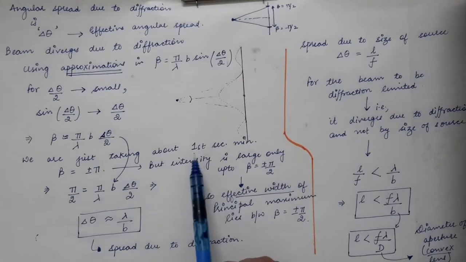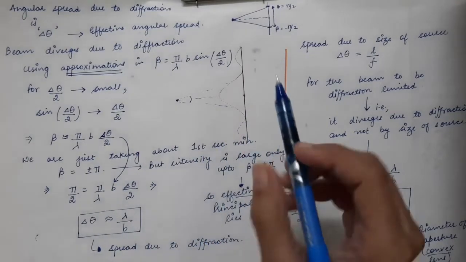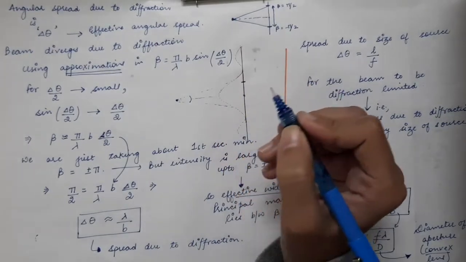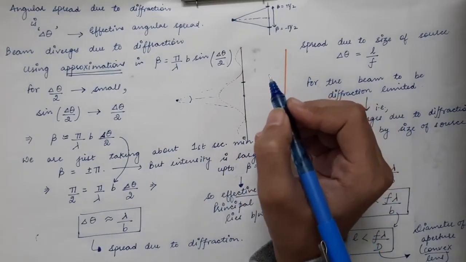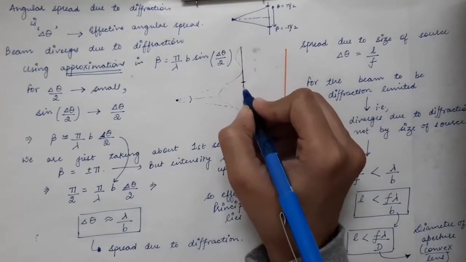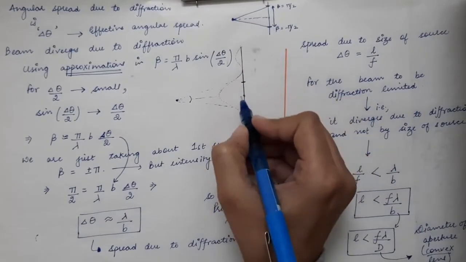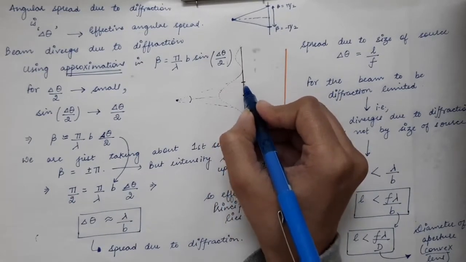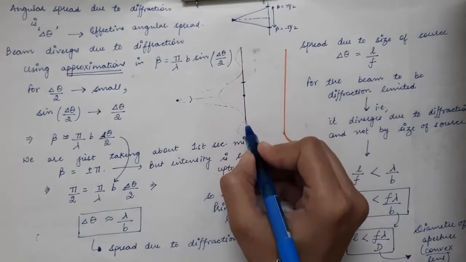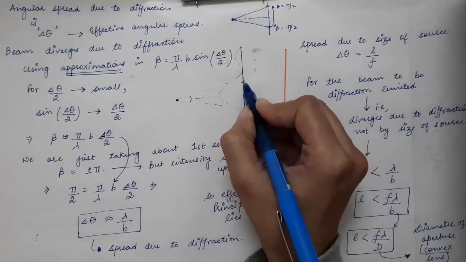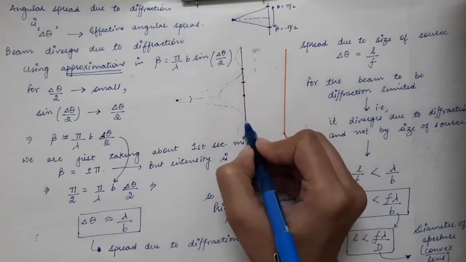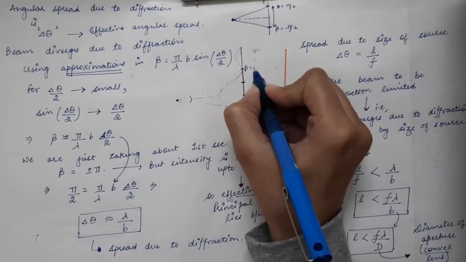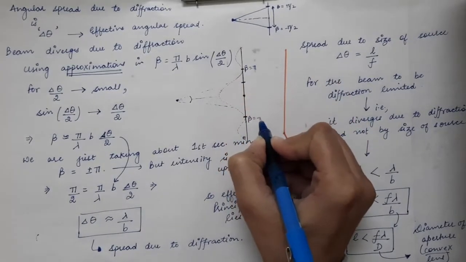Now we are going to take into account only those points on the screen where the intensity is significantly more. So now we are going to take those points on the screen where the intensity is large. Now the intensity is highest at this point, then intensity decreases as we move on either side of this central point. So it decreases and it goes to 0, and we saw that the intensity goes to 0 at beta is equal to pi and beta is equal to minus pi.